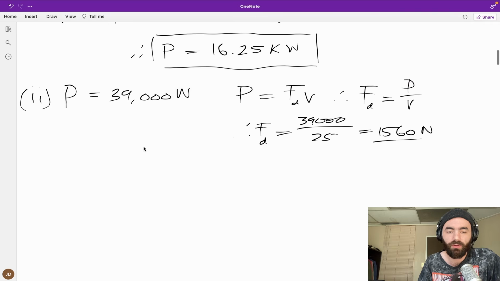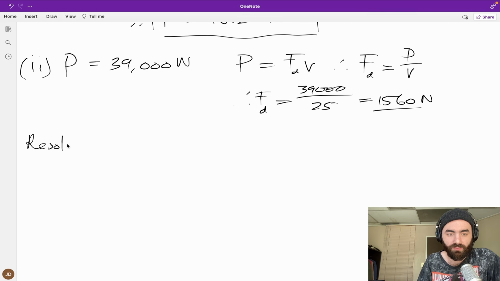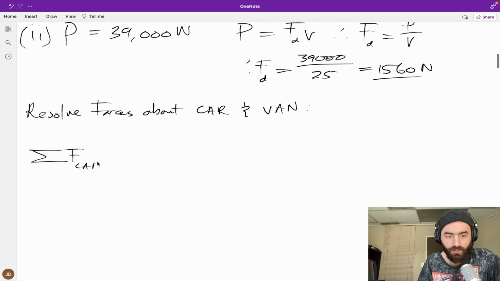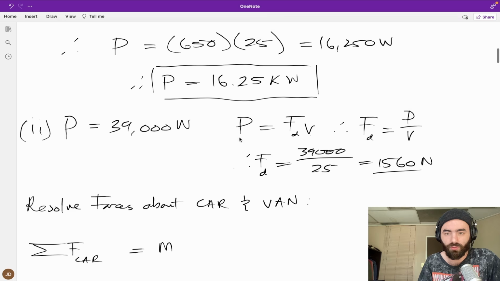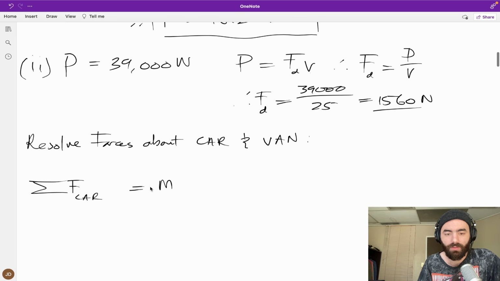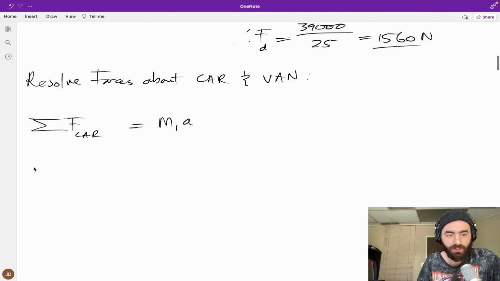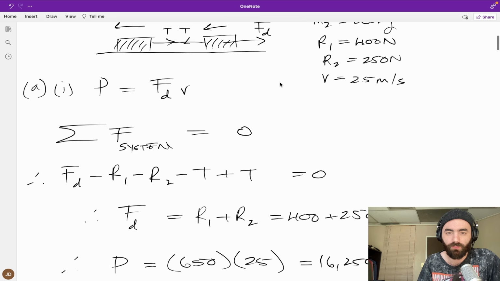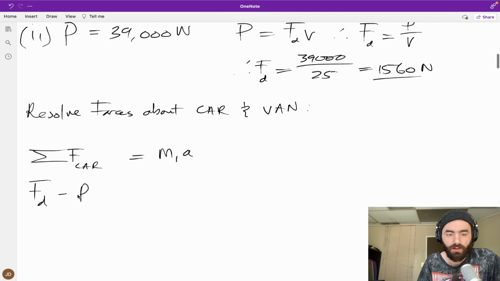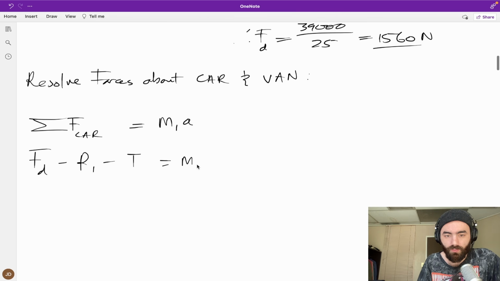Well, we can just resolve, like we've done many times in all of my forces videos, resolve forces about car and caravan, so just call it van, car and van. For the car, the sum of the forces on the car is going to equal the mass of the car, which we called M1, times A, which we want to find. Summing up these forces, it's going to be driving force minus R1 minus T equals M1A.